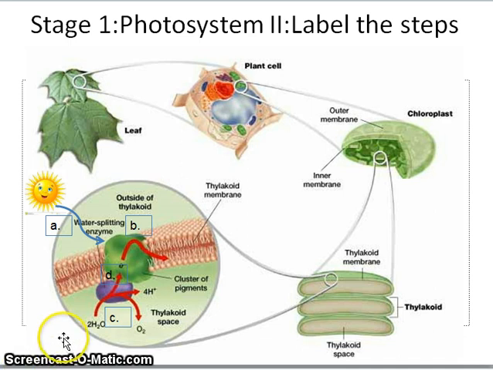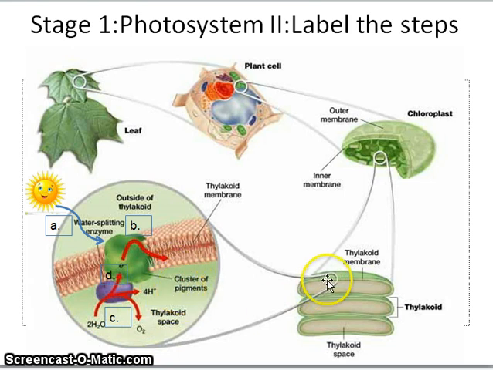So here we are in our notes, a little review of stage 1. Sunlight had hit chlorophyll, excited electrons had bounced off, and we have electrons making their way down the membrane. Water had been split by a water splitting enzyme into hydrogen and oxygen. Oxygen was given off by the plant, and hydrogen was building up inside the thylakoid.